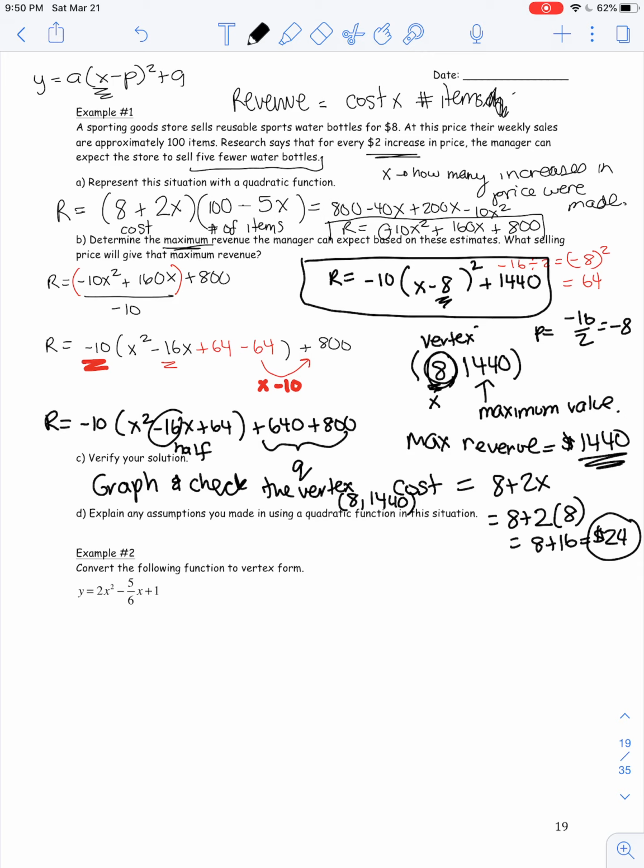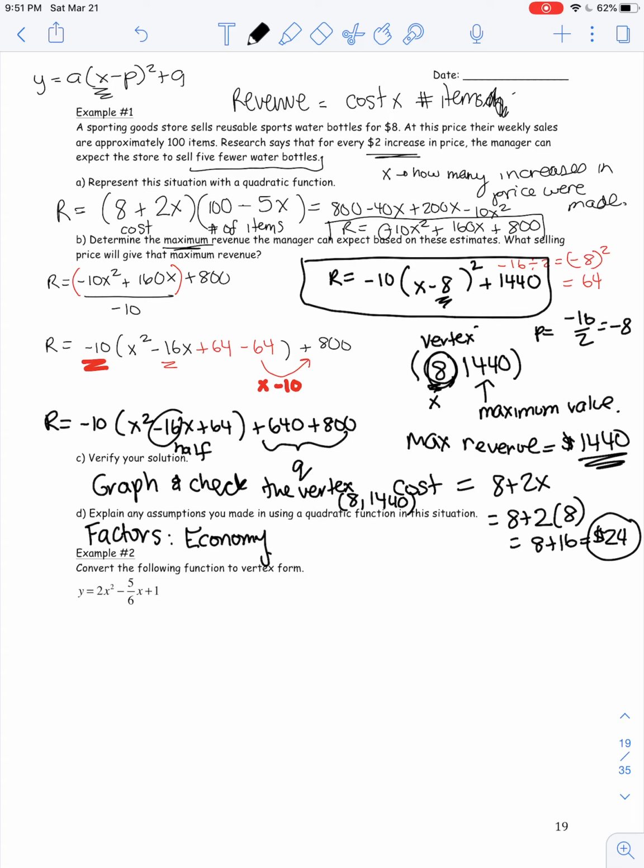Now, an assumption we're making is we're taking it to the real world and we're saying, well, is this always going to be true? Well, no, because there are so many factors here. The factors are economy. If everybody starts using plastic water bottles again, they're not going to start buying reusable water sports bottles anymore for $24. So that could be just a trend, right? So that would actually change their sales.